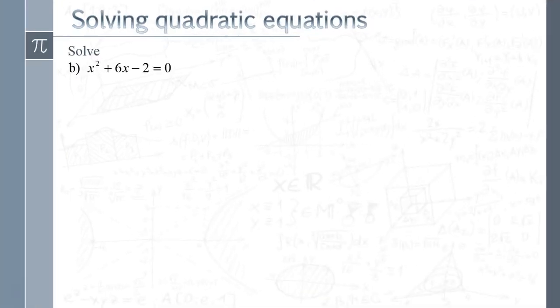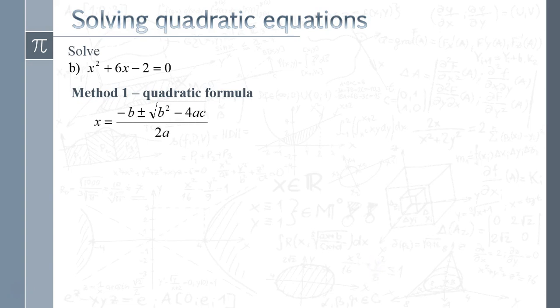So we've got our second example, x squared plus 6x minus 2. So a quick look at that tells me that if I'm going to factorise it, I need two numbers that multiply together to make 2 and add together to make 6. Now 2 and 1, I'm never going to get them to add to make 6, so that's just not going to work. So what we're going to use is the quadratic formula instead.